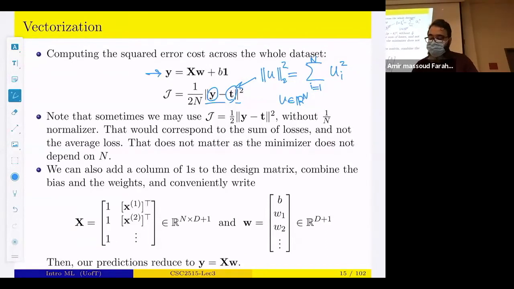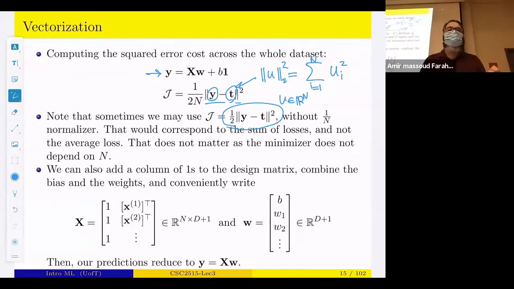So note that sometimes, I think this was a question like 2 minutes ago, instead of having 1 over n, we just have it without 1 over n. That would essentially correspond to the sum of the losses instead of the average of them, but it doesn't matter, as the minimizer does not depend on n. So this is, I guess, one thing to know.